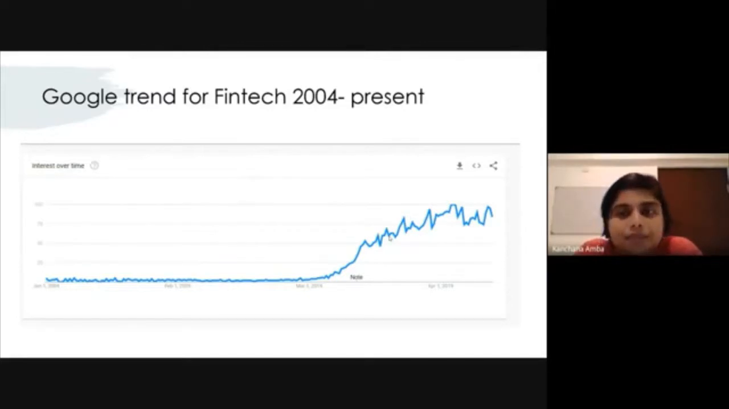And so we see that the interest over time picks up from about 2014 in the word fintech. Now, people have been toying around with the word. It's been there, and it's really picking up, right?